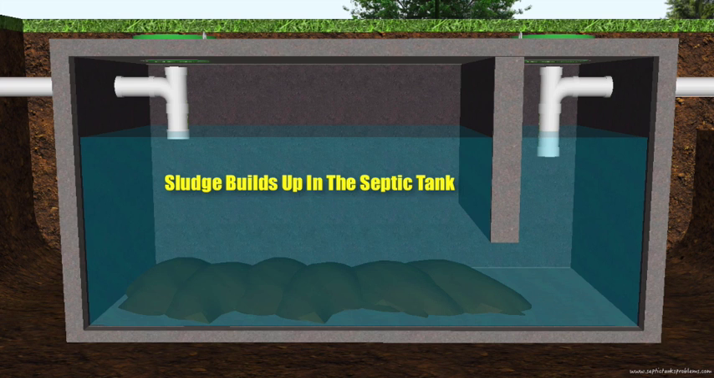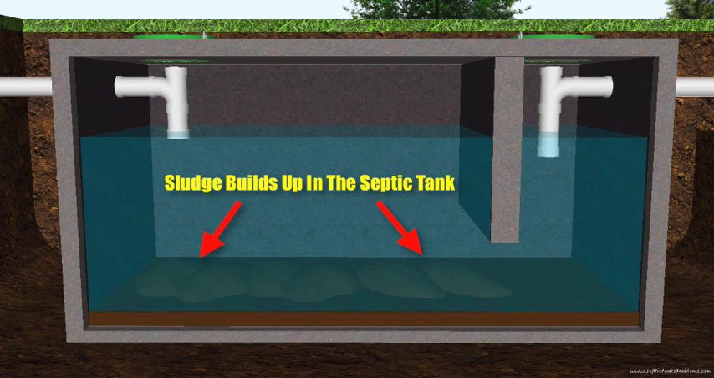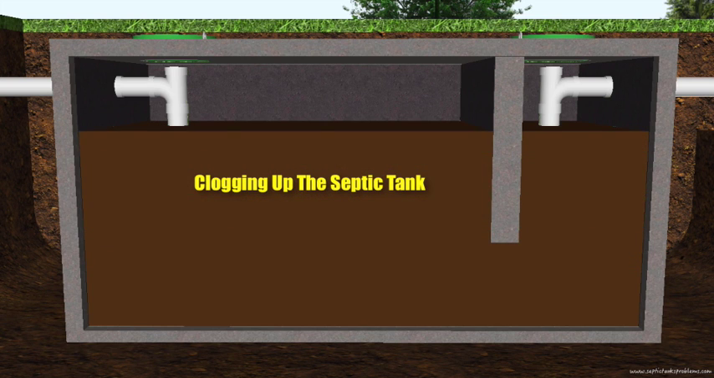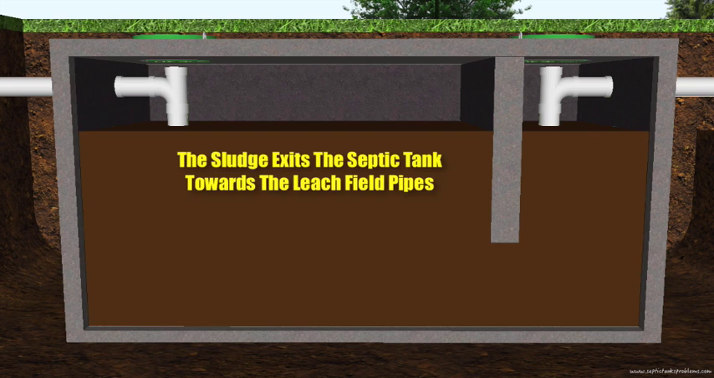The biggest problem with every septic tank is sludge. Over time, the solids settle on the bottom of the septic tank. If the septic tank's not pumped out every year, then this sludge builds up in the septic tank. And eventually, the sludge will exit the septic tank towards the drain field pipes.